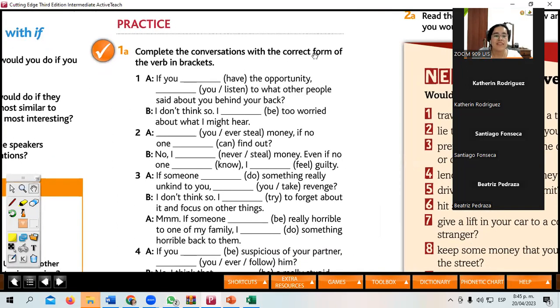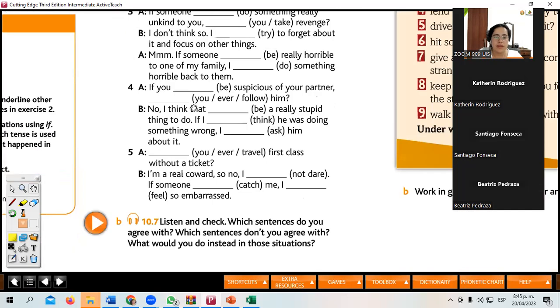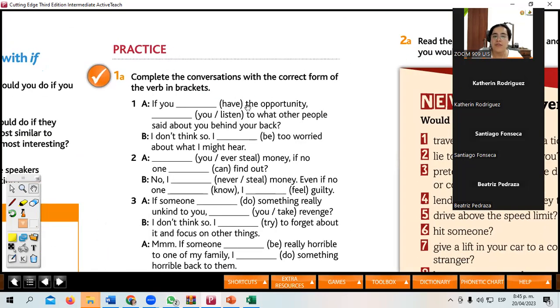All right. Okay, you are going to complete this conversation with the correct form of the verb in parentheses, okay? So I will do the first as an example, and then you continue with the others. If you have the opportunity, it's a question, no? You listen to what other people said about you behind your back.